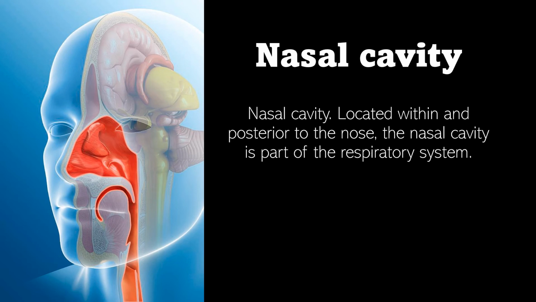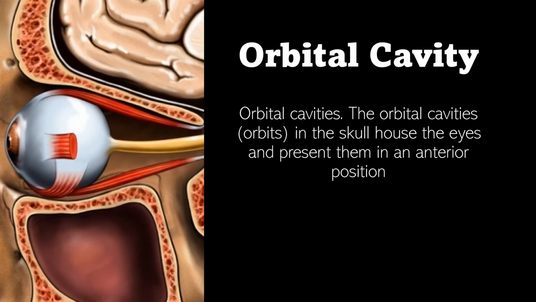Next is the nasal cavity, which is located within and posterior to the nose. The nasal cavity is part of the respiratory system. After the nasal cavity, there is another cavity called the orbital cavity. The orbital cavities, or orbits, in the skull house the eyes and present them in an anterior position. Anterior means in front position.